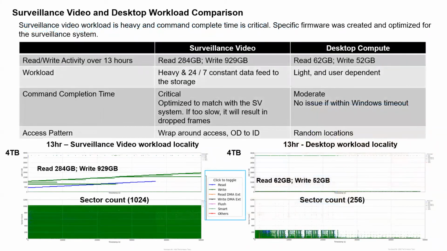All right, so here's some Seagate provided data. Hopefully this is going to give you a little bit of an aha moment. Surveillance video versus desktop workload. In the top part of the slide, in the gray bars, you can see we've got three categories. There's read-write activity over a 13-hour capture. There's workload characterization. There's command completion time characteristics. And then there's access pattern characteristics.